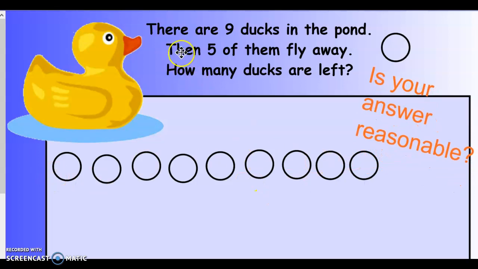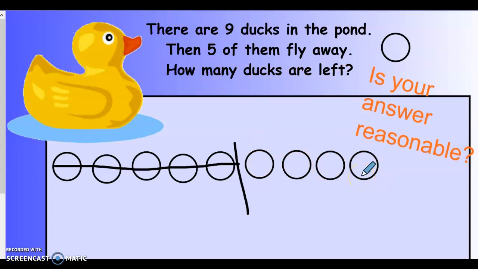Okay, here's our 9 ducks. Then 5 of them fly away. We have to use the words that we're reading to help us determine if we would be adding or subtracting. Since we know that they're flying away, we know that we're subtracting, so we're going to count 1, 2, 3, 4, 5. We're crossing them out because they're flying away. Now we have to figure out how many ducks are left. Let's count them together. 1, 2, 3, 4.